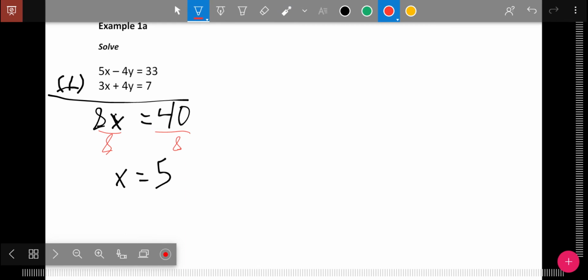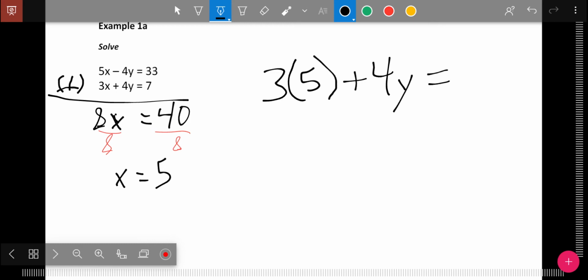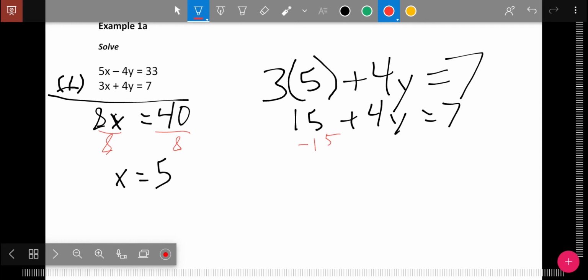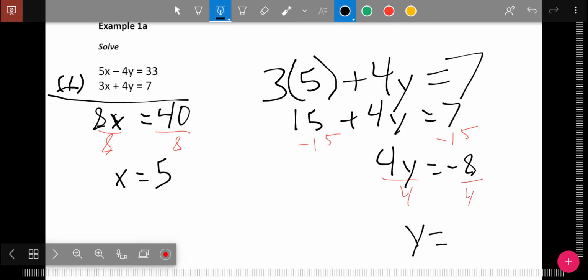And so I'm going to plug 5 back in, and I'm going to choose the bottom equation, just because to me it looks like it's going to be a little bit easier to work with. There's no right or wrong answer to that. You could totally have popped it back into the top equation. And so 3 times 5 is 15. I'm then going to minus the 15 to both sides. Remember, both sides means both sides of the equal sign. And so 4y equals negative 8. I then divide by 4 on both sides, and I get y equals negative 2.